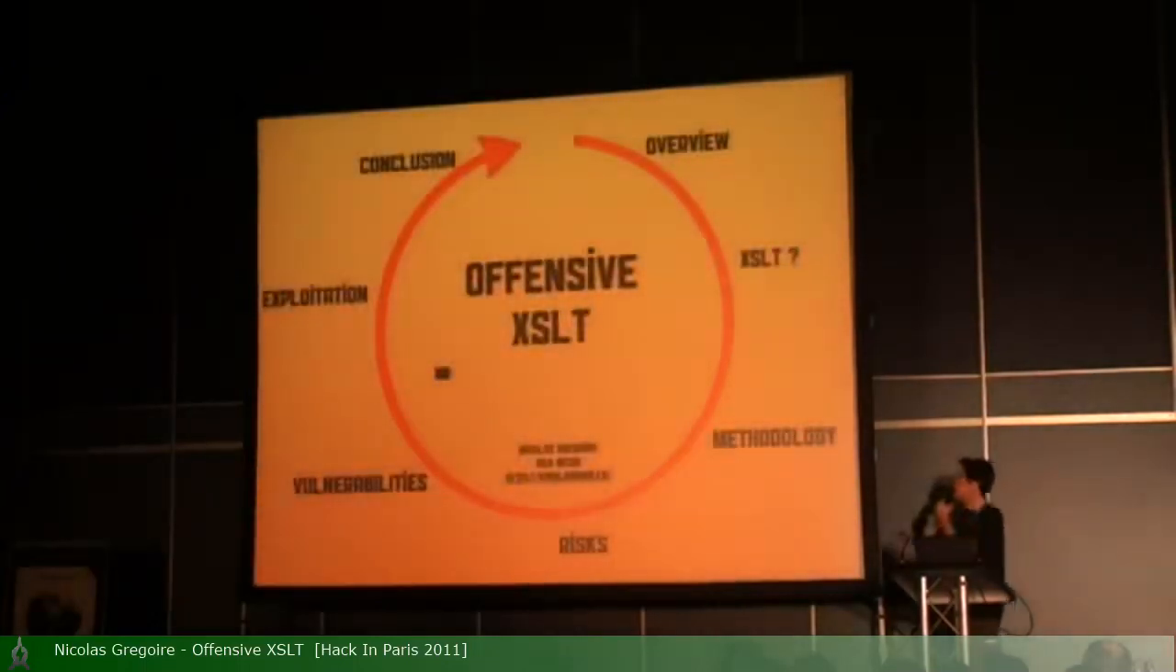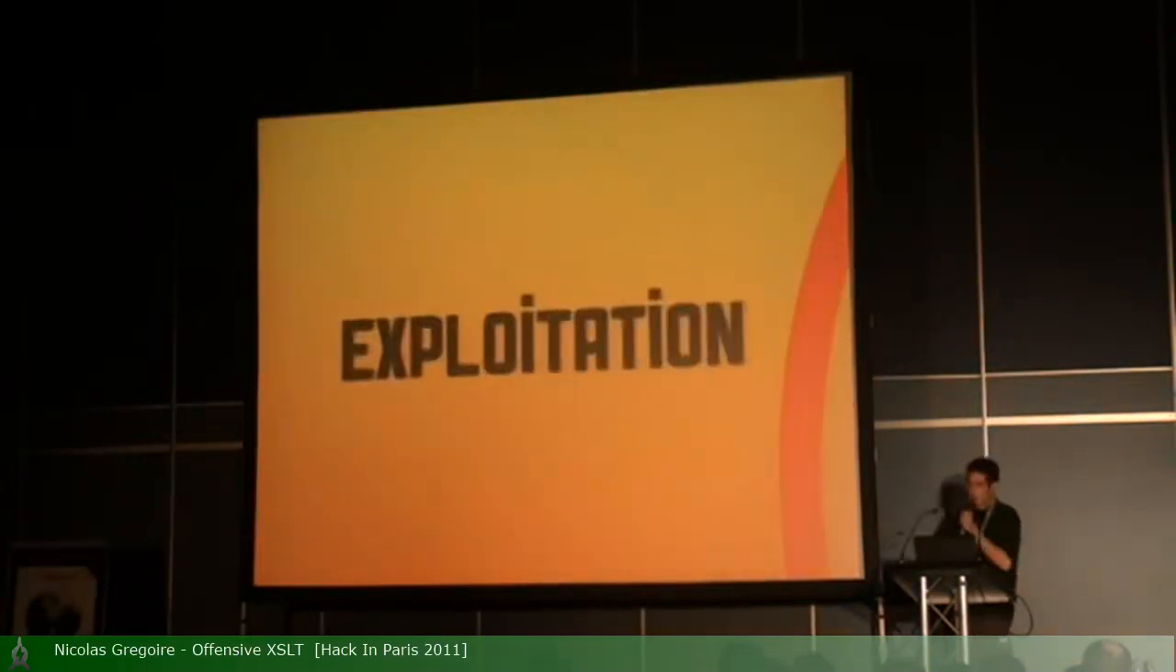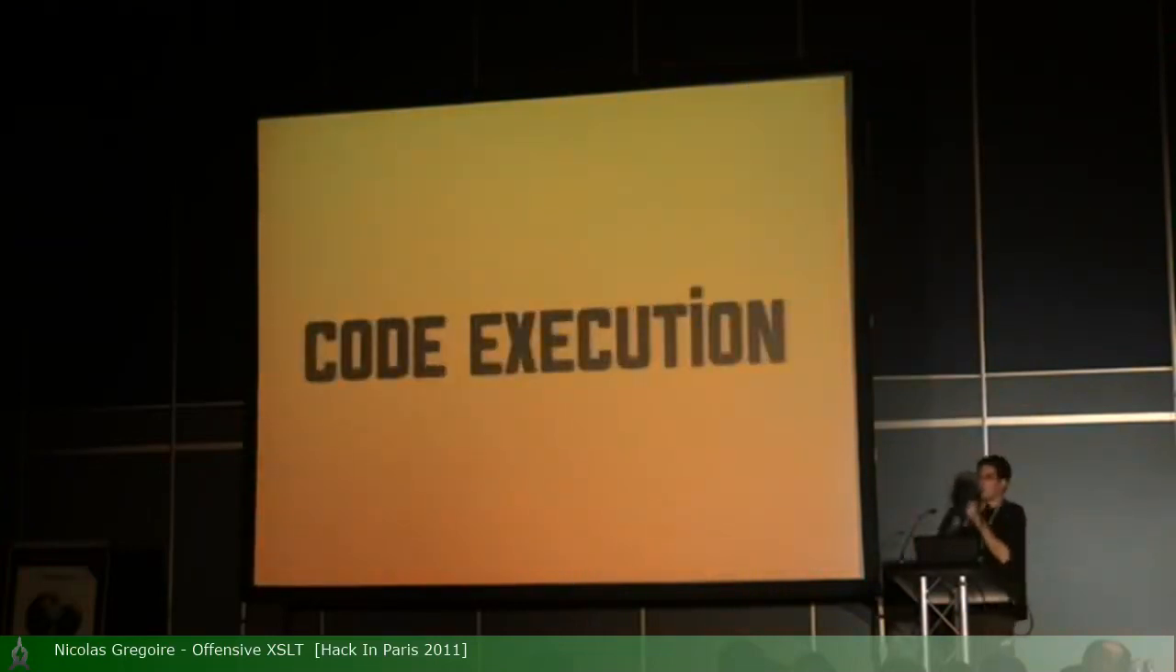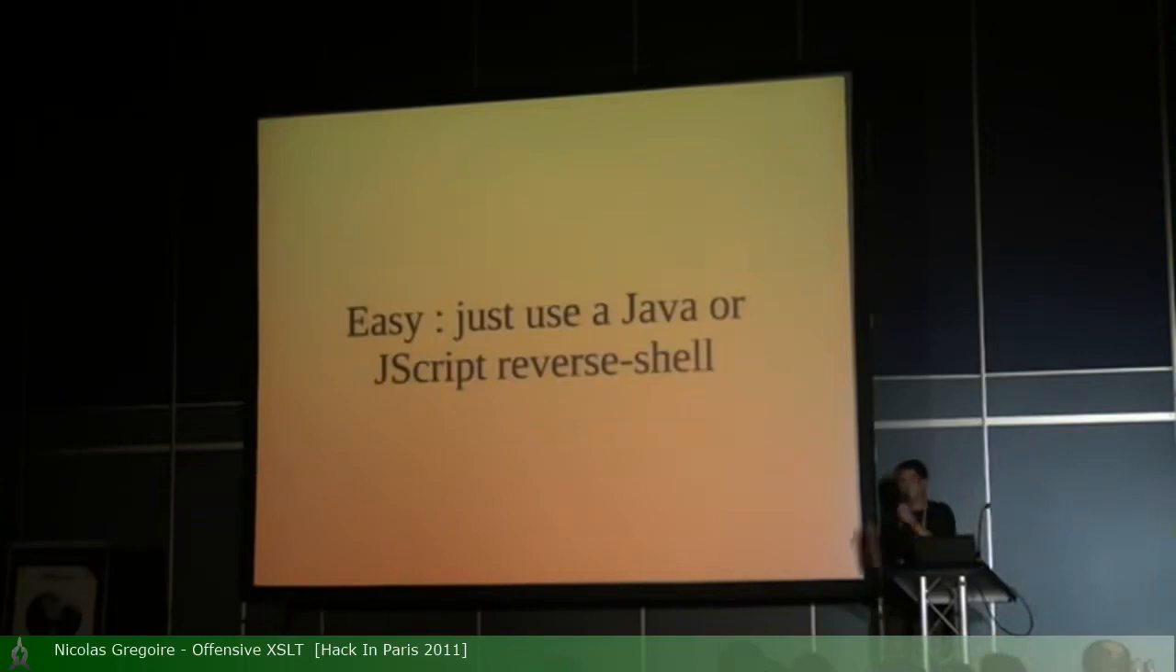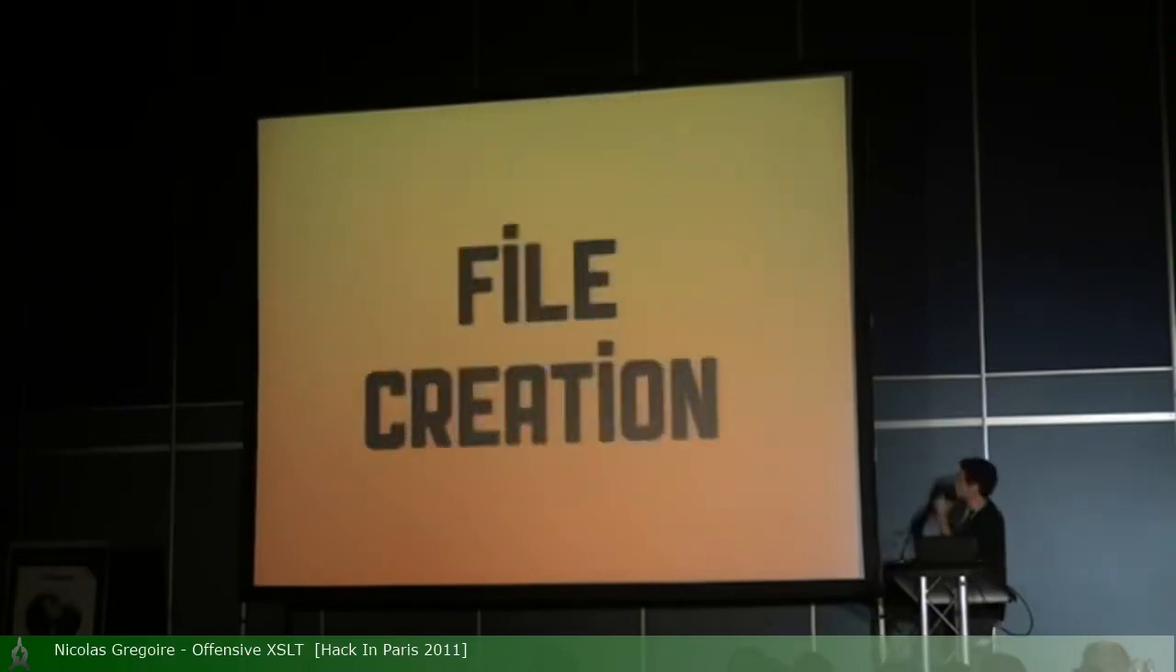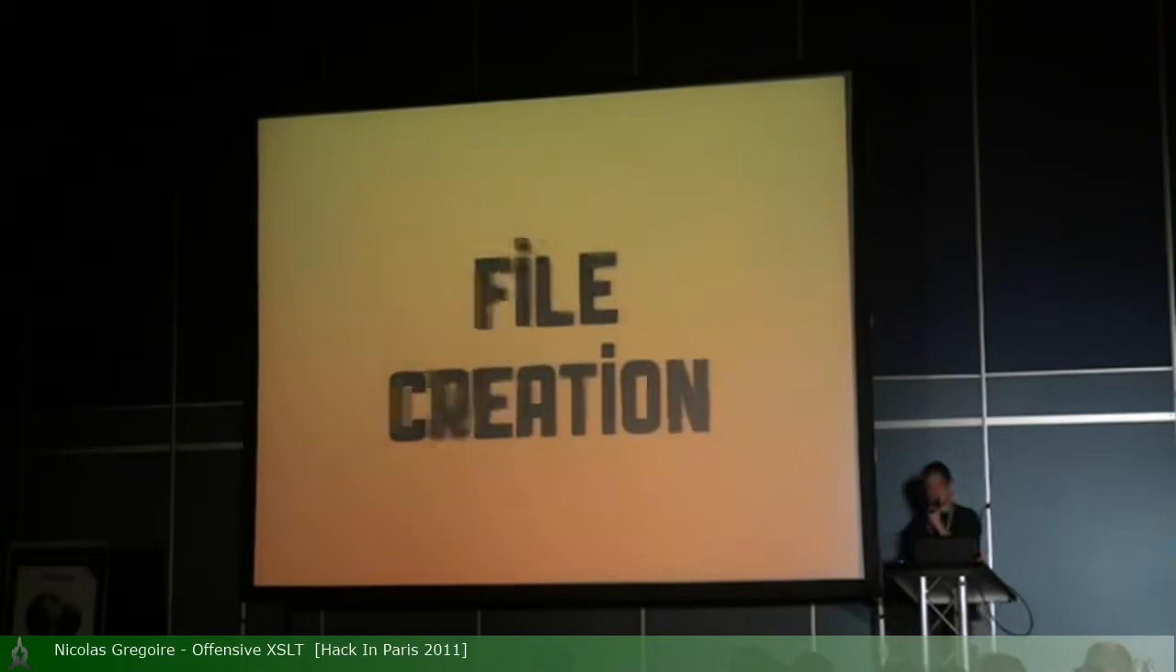Okay, so now we have some vulnerabilities. We need to exploit them in an efficient way. We have two primitives: code execution and file creation. For code execution, it's really easy. You just need to write a reverse shell in Java or JavaScript or whatever, in a functional way. That's the main difficulty. You need to use recursion and not loops, for example, but it's not so difficult. And file creation, everything depends on the context.